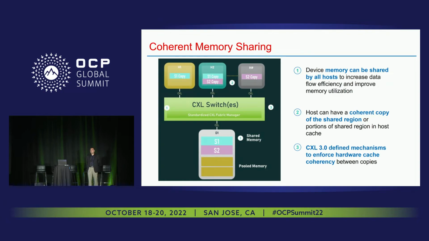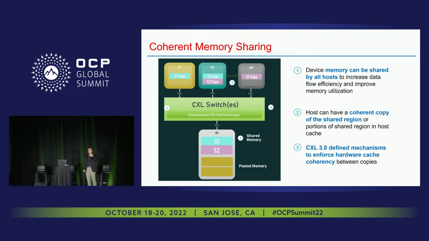CXL 3.0 also adds the sharing capability beyond pooling. The distinction between pooling and sharing: within pooling, you have a memory device. It can subdivide itself into multiple memory segments. Each memory segment can be mapped to only one host. That's a memory pooling device. Therefore, although a device is a multi-ported device, it looks like a single logical device to each one of those hosts. That is the simplest form of interconnect. Basically, we wanted to do no harm, make the simplest cases work well first.